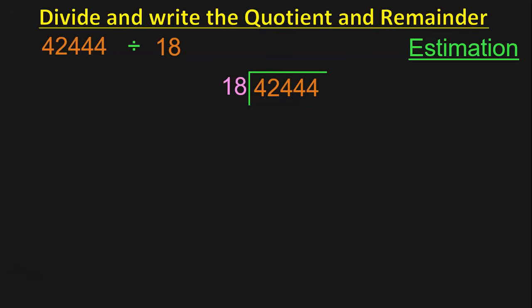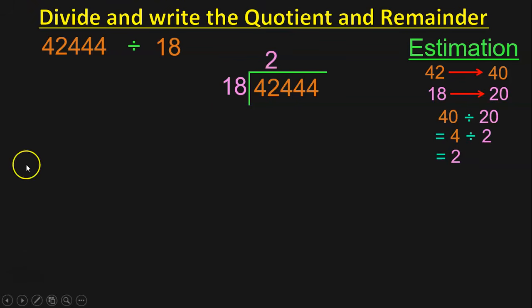So what do we do here first? Now we have to find out how many 18s are there which is required to make 42. So first let us do the rounding off of the number 42. When you round off 42 to the nearest 10, you get the number to be 40. What will you get when you round off 18 to the nearest 10? It will be 20. So now division of 40 by 20 is easy. 40 by 20 is nothing but 4 by 2, which is equal to 2. So let us try with the quotient of 2.